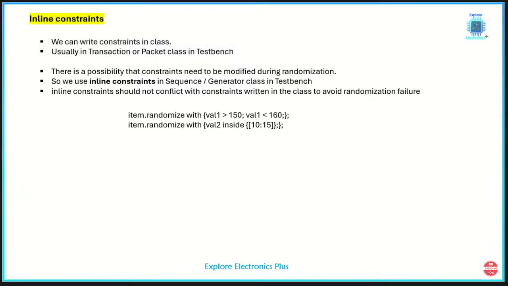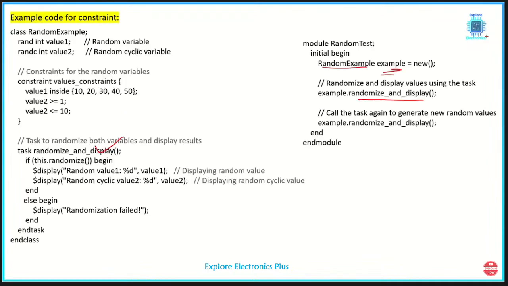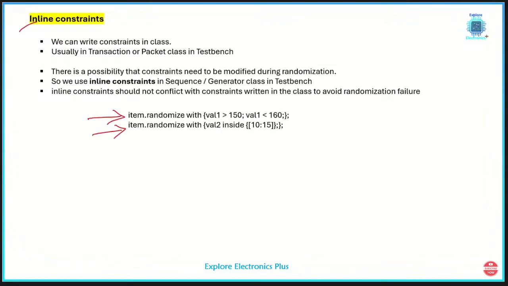Then we need to see the different types of constraints. We have a very useful constraint called inline constraints. These inline constraints are written at the time of using a randomize keyword. If you see the previous example, here we are using a randomize function. With this randomize function, here we can directly put this constraint, which is called an inline constraint. So item is an object handle here. Dot randomize is the function we are calling.